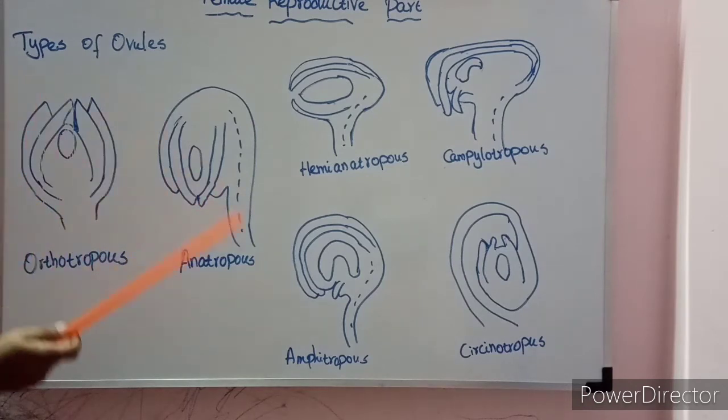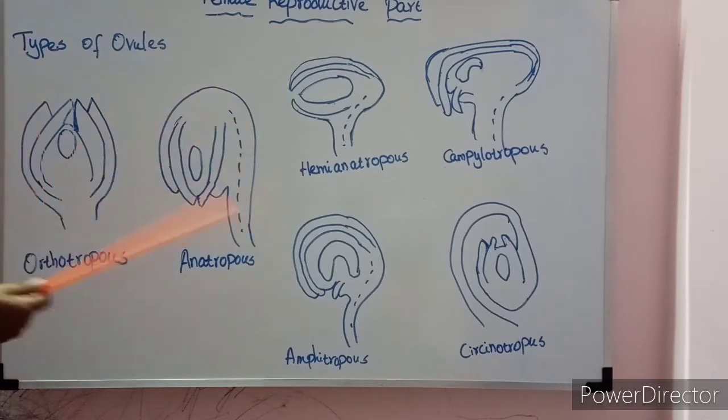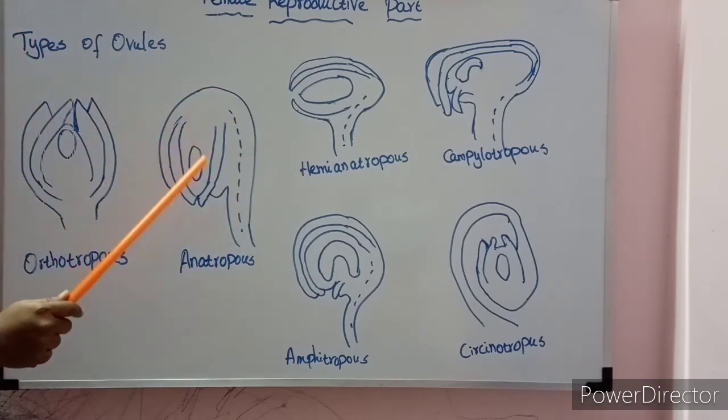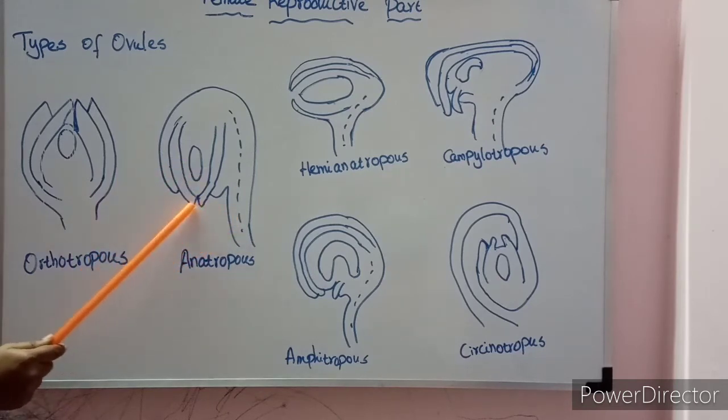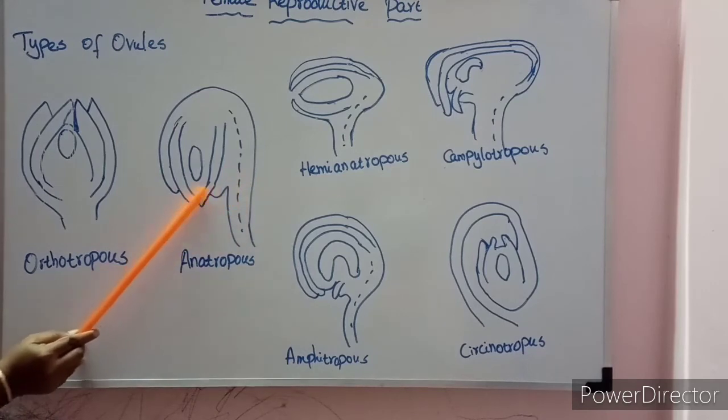The next one is anatropous. This is a very common type. In all dicot and monocot plants, the ovule is anatropous. This is a completely inverted structure, so the funicle and micropyle are very close together. Micropyle and funicle are very close to each other.